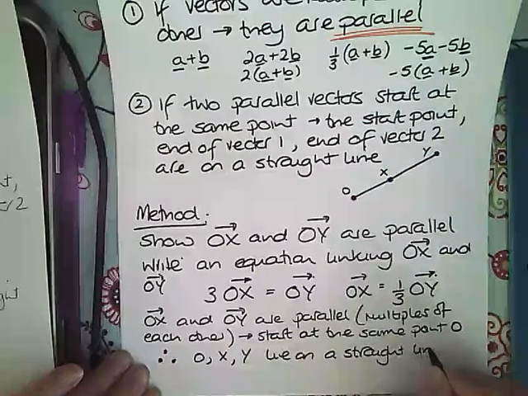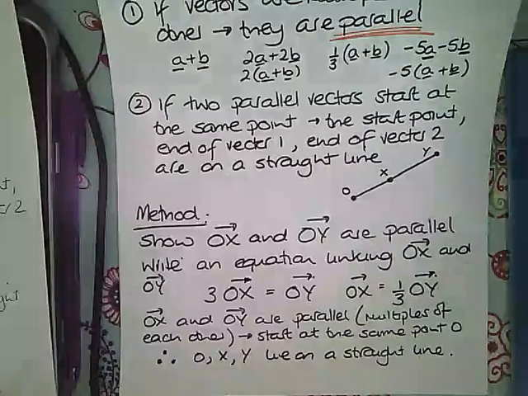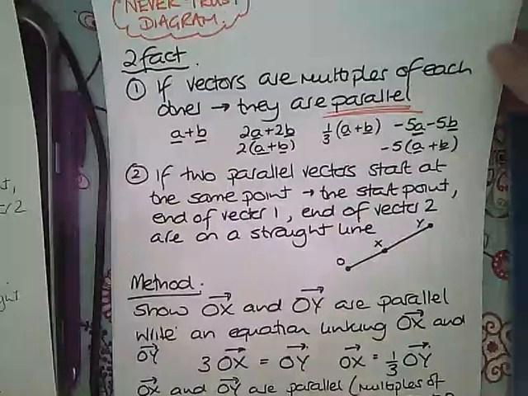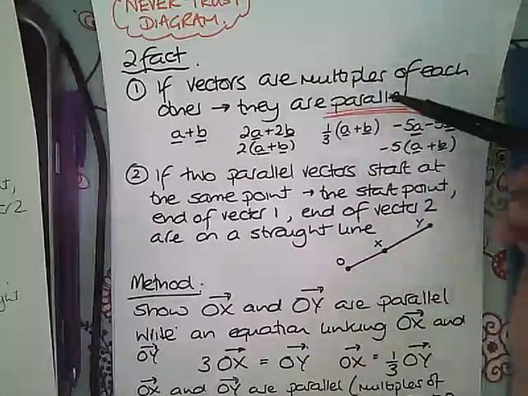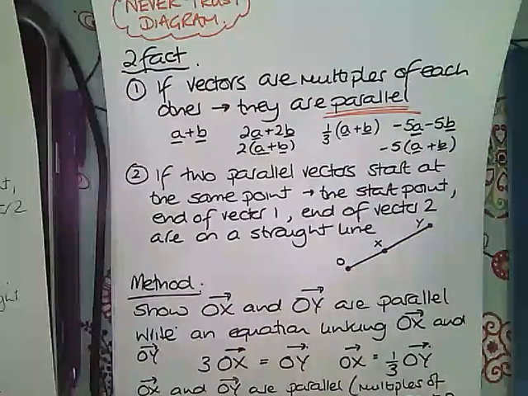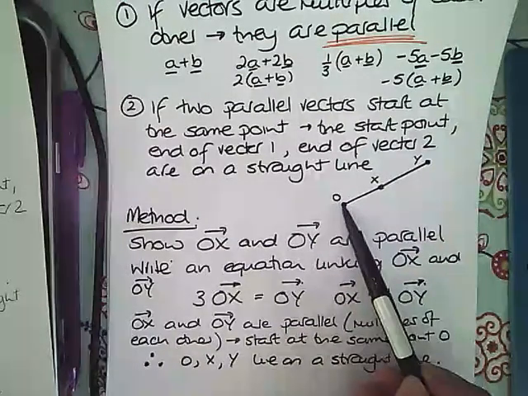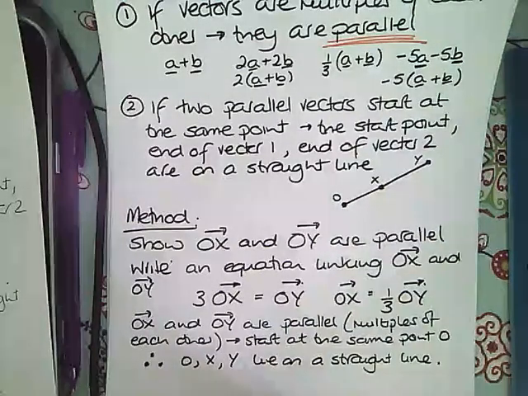And usually these sorts of questions are right at the very end of the GCSE paper, and they're not done terribly well. But when you break them down into these two components, the two facts, that if they're a multiple of each other, they're parallel, so you start off by showing that they're parallel, and then if two parallel vectors have the same start point, they're anchored at the same point, then it means that they are on a straight line.